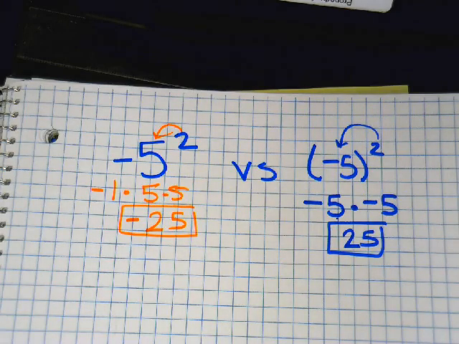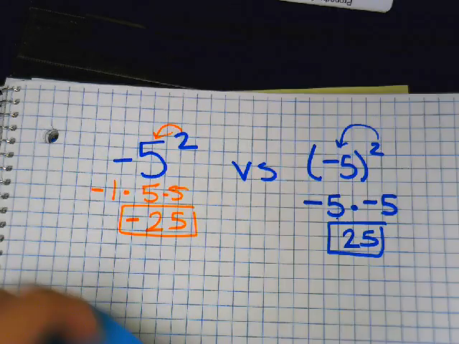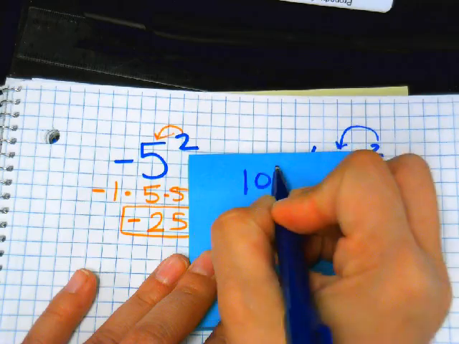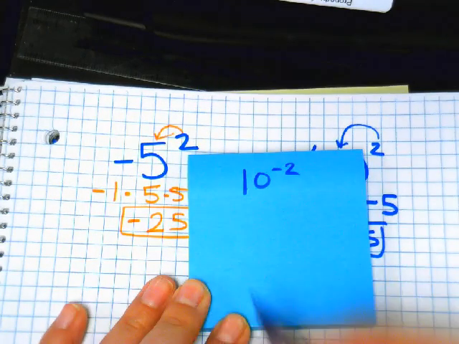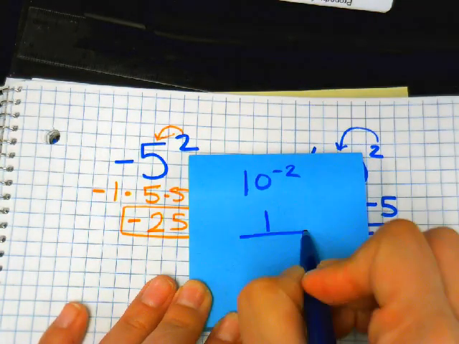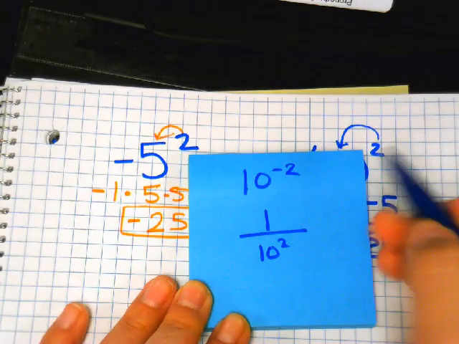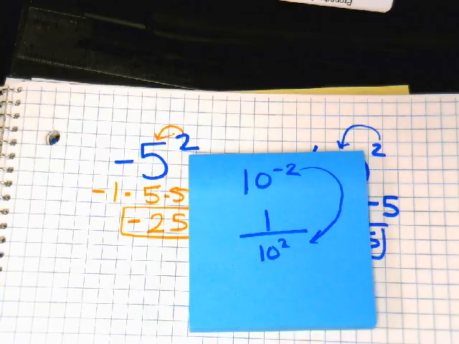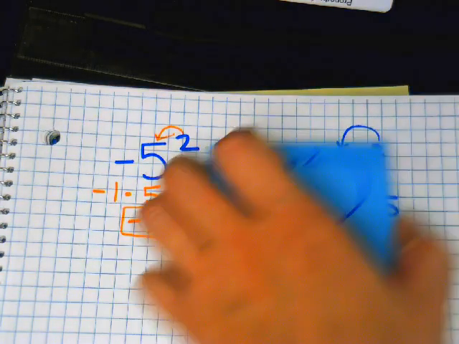I made the mistake and thought these two answers were the same, but then I realized the importance of having parentheses. In 8th grade, if you have 10 to the power of negative 2, it's written as 1 over 10 to the power of 2. So when you have a negative exponent, it's written in the denominator. We'll learn that in 8th grade.